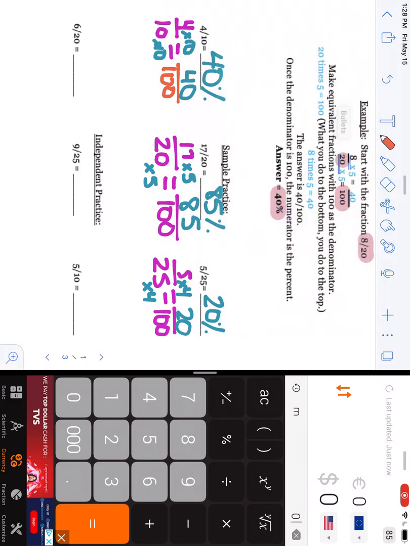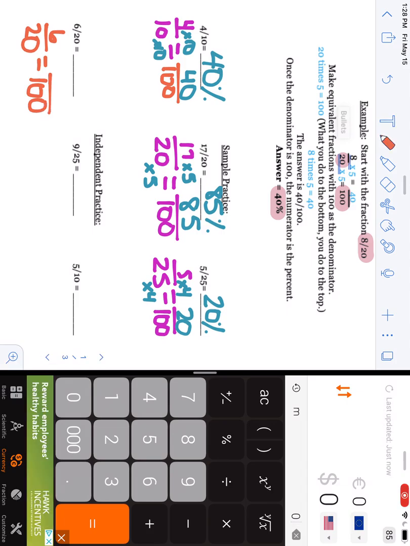Okay, so let's come back and go over your answers for the 3 independent practice problems. So we're going to take our original fraction, we're going to rewrite it, and we're going to make equivalent fractions with 100 as the denominator. Okay, so then to make equivalent fractions, how does 20 become 100? Well, it becomes 100 by multiplying by 5. So then what we do to the bottom, we have to do to the top. So 6 times 5 equals 30. And since 100 is already our denominator, 30 becomes our percent. So 6 over 20 is equivalent to 30%.